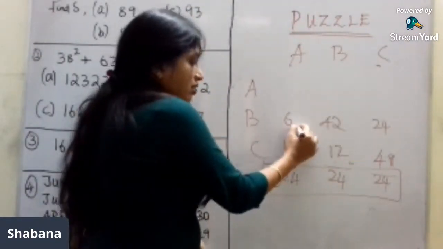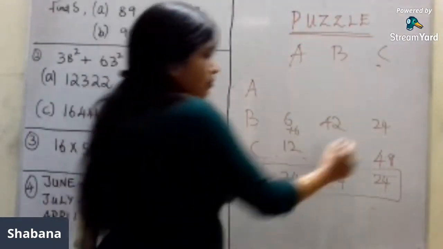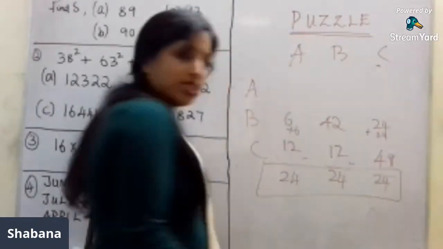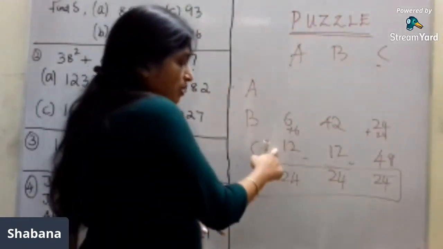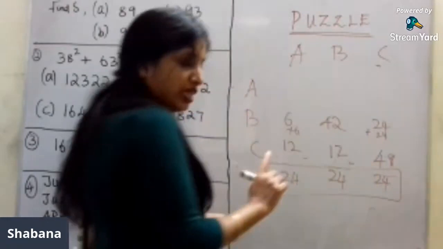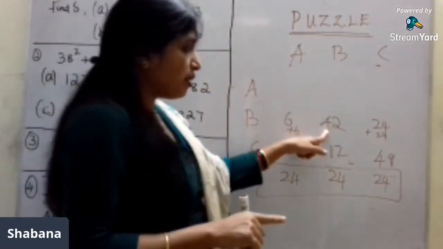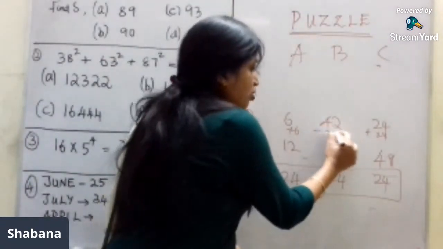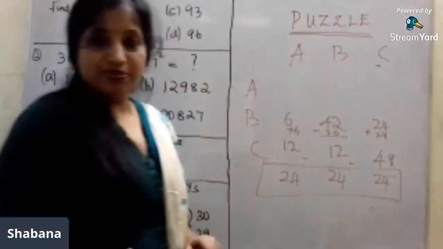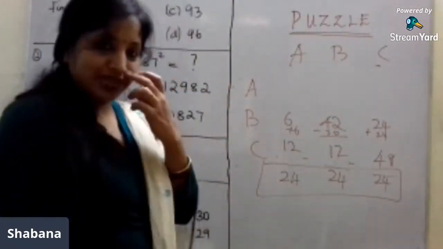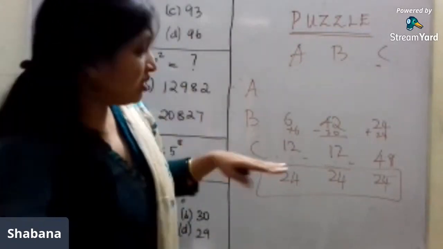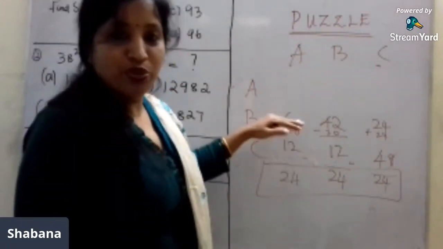So B gives another 6 tractors to A and 24 tractors to C, which means this has become 12, this has become 48. Now 6 plus 24 is 30, so 30 tractors B has given. So minus 30 should give you 12. I hope it is clear again, right? Now again, the logic is still right with B's transaction.